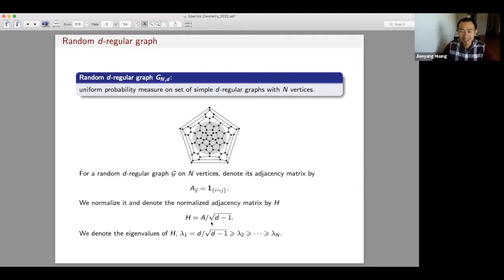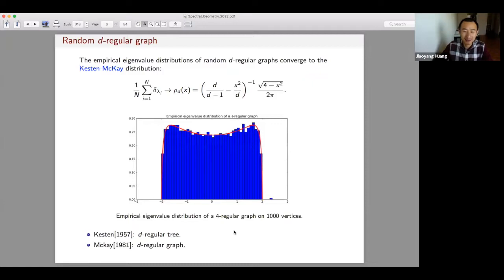After we normalize everything by square root of d minus 1, for the normalized adjacency matrix we denote its eigenvalues from lambda_1 until lambda_n. Then the largest eigenvalue will be at d over square root of d minus 1. It turns out that if we normalize it in this way, all the other eigenvalues from lambda_2 to lambda_n will roughly be on the interval from minus 2 to 2. Here is the simulation for a random 4-regular graph on 1,000 vertices. As you can see, the histogram for the eigenvalue distribution has this outlier corresponding to the degree d, and all other eigenvalues are roughly on the interval from minus 2 to 2.